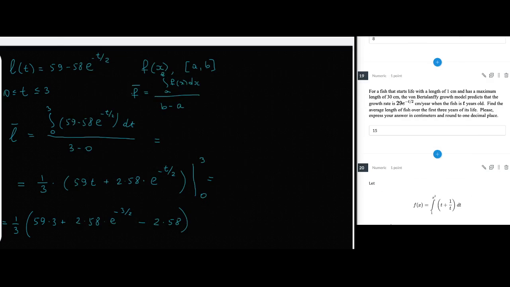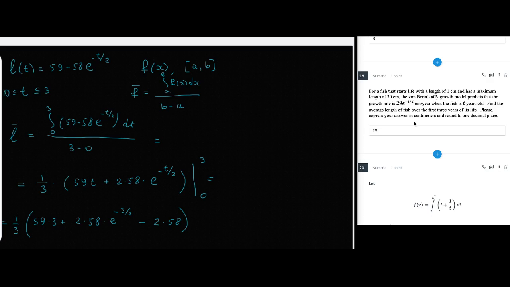Okay, so I've looked into the problem in more detail, and I actually see that I made a typo in the problem. I apologize. The growth rate should have been 29 e to the power negative t for this fish if it has a maximum length of 30 centimeters. So I had a typo. Now, with the way the problem was formulated, the correct answer would have been the one I've calculated here in the solution. So I don't see any mistakes in the solution that I presented here.